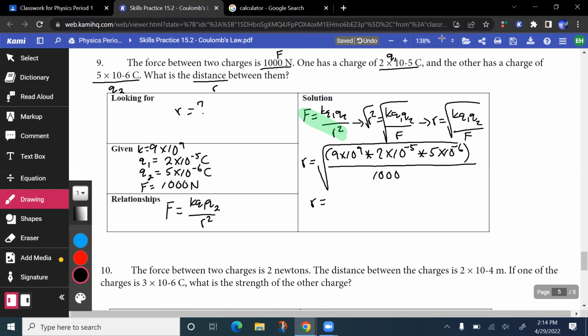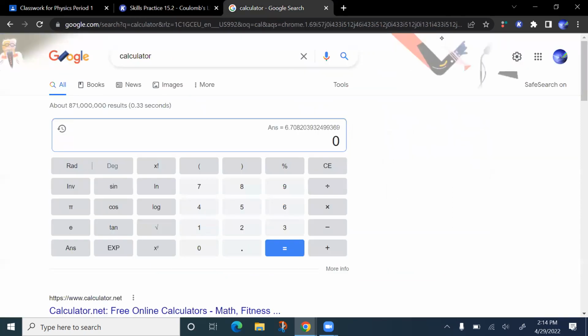Let's go to our calculator. Okay, open parentheses, 9 times 10 to the 9, times 2 times 10 to the negative 5, times 5 times 10 to the negative 6, close parentheses, divide by 1,000, equals 0.0009. Take the square root of that, and we're looking at about 0.03 meters, or 3 centimeters, essentially.